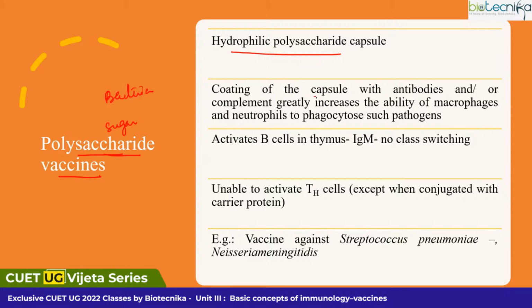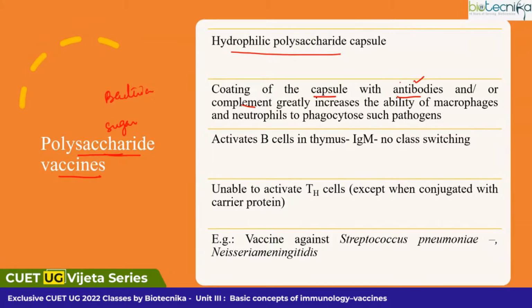So these capsules can be coated with antibodies, or also coated with complement proteins. When they are coated with antibodies and complement proteins, their size increases, and that is how phagocytosis gets enhanced. So the macrophages and neutrophils can phagocytose these types of pathogens. Where you have the capsule and it is coated with antibodies, there will be a greater enhancement.